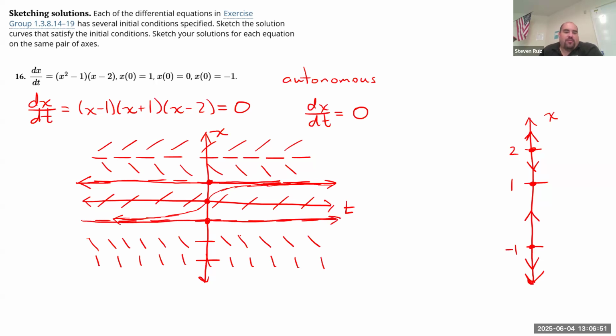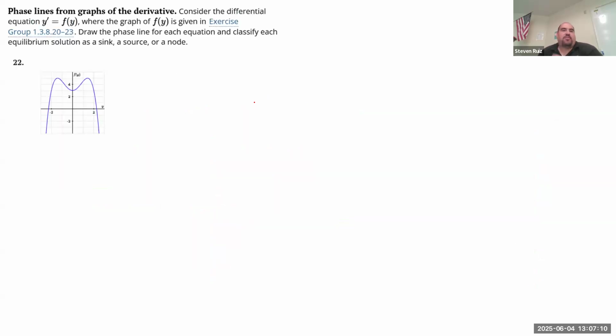Basically, of the three solutions we have here, 2 of them are going to be horizontal lines. The middle one we graphed, that goes through the origin, x of 0 equals 0, that one's going to be a curve. All right, moving on to question 22.